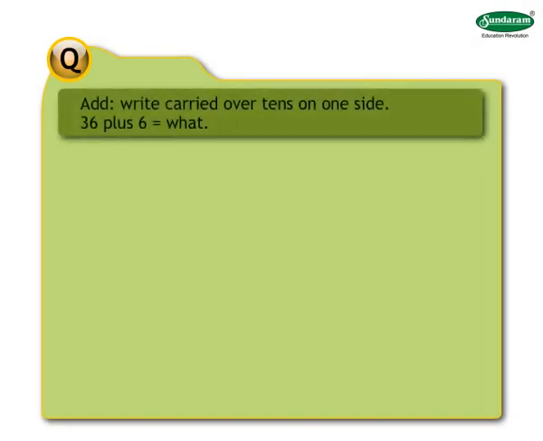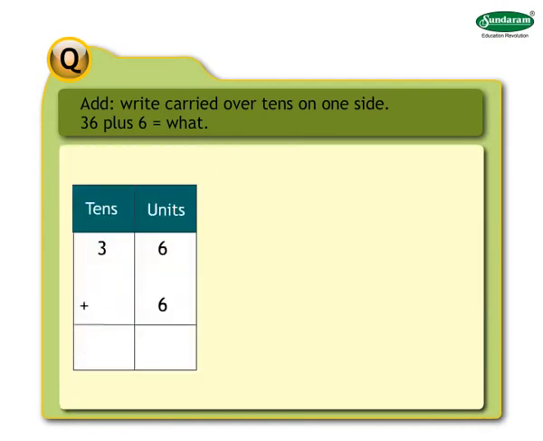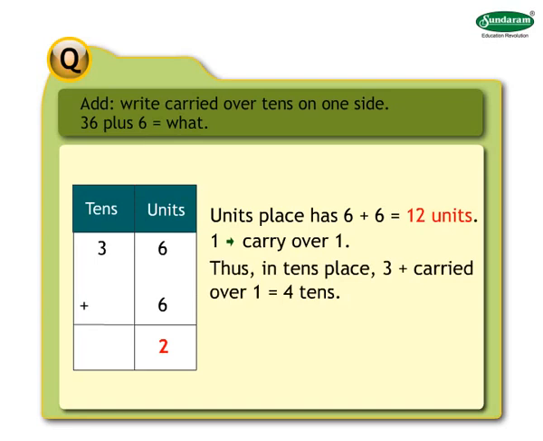Question. Add. Write carried over tens on one side. 36 plus 6 is equal to what? Solution. Place the numbers vertically. Units place has 6 plus 6 is equal to 12 units. Write 2 under units column. Carry 1. Write it on one side. Thus, in tens place, 3 plus carried over 1 is equal to 4 tens. Hence, 36 plus 6 is equal to 42.